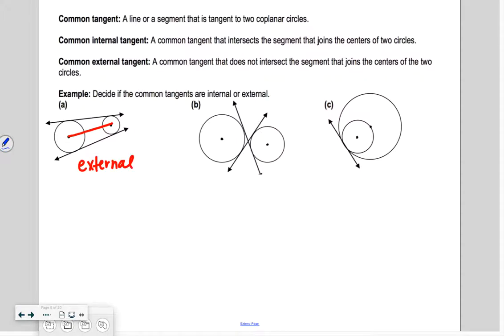But you see on this one, if I join my centers with that segment, these tangents cross it. That would be an internal tangent. Do you guys see why we would call it internal? Because they're inside those circles, right?